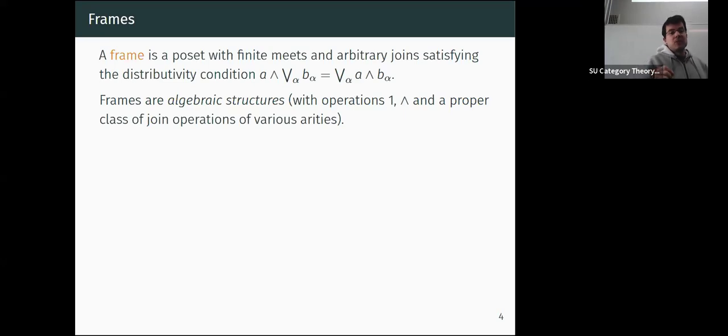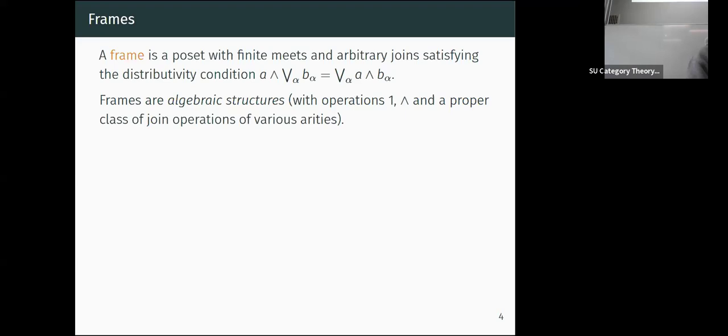And when you think of these as operations on the set, you actually see that frames are certain kinds of algebraic structures. So you have these operations. You have a nullary operation, which gives you the top element, which we call 1. You have a binary operation, which takes the meet of 2 elements. And then for every cardinality, you're going to have a join of that arity. So you end up having a proper class of join operations, which might make you nervous, but it turns out that everything works fine, and you still get something which is monadic over set. So it behaves very much like any other kind of algebraic structure.